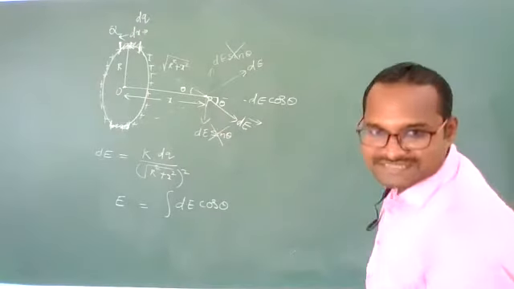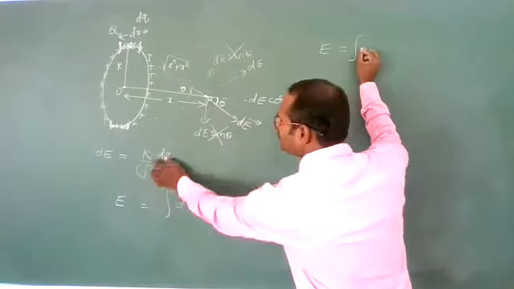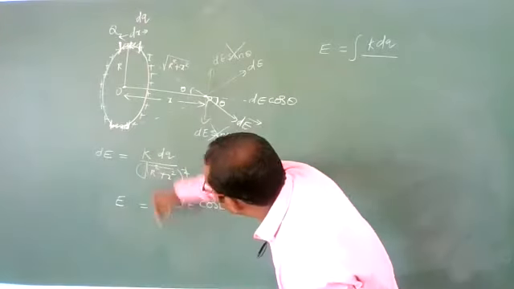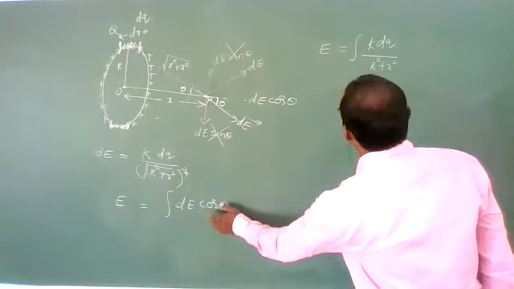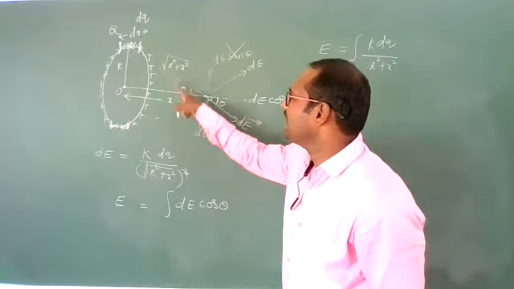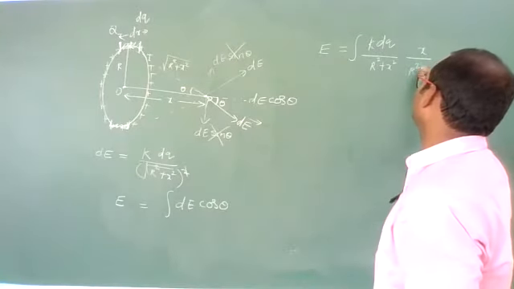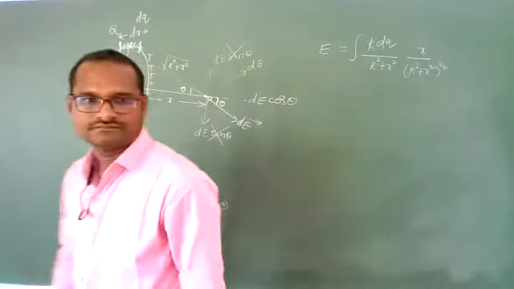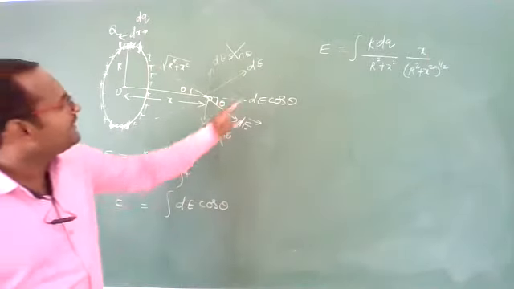Clear, students? Yes. Now, the net electric field is equal to the integration of dE, whose value is k dq by r square plus x square, the square root cancels, times cos theta. What is cos theta from this? Cos theta is nothing but adjacent side by hypotenuse. Adjacent side is x, hypotenuse is (r square plus x square) under root, that is power 1 by 2. Clear, students? Yes. So this we are integrating.